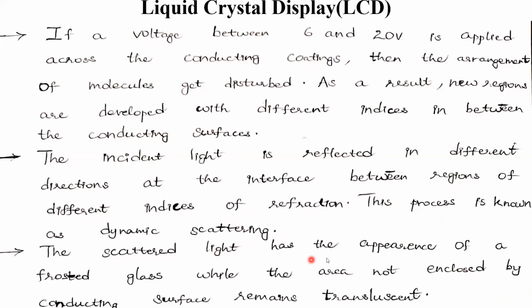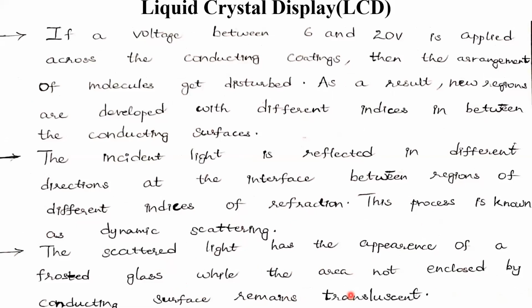The scattered light has the appearance of a frosted glass, while the area not enclosed by the conducting surface remains translucent here. The scattered light is going to appear like a frosted glass structure, while the area not enclosed by the conducting surface remains translucent.